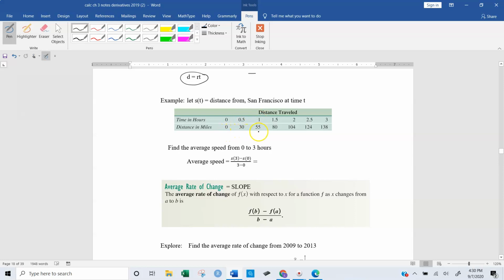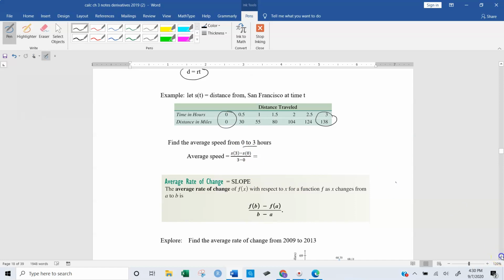In a half hour, we moved 30 minutes. In 1 hour, we've gone 55. So we're kind of speeding up a little bit here, right? Or slowing down, actually. And we just keep going. Now, I want to know my average speed from 0 to 3 hours. What I'm going to do is take the speed of where I ended and where I am and find that average. That's all I'm doing here.